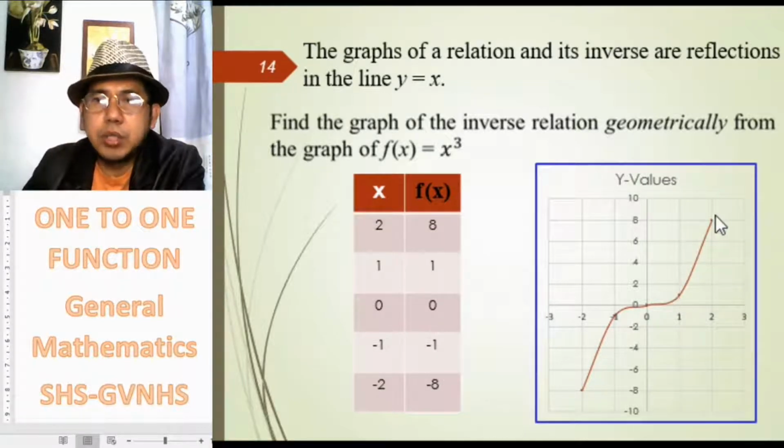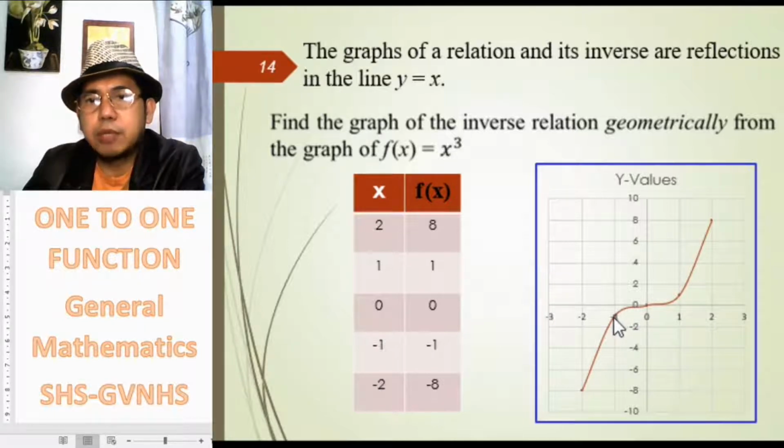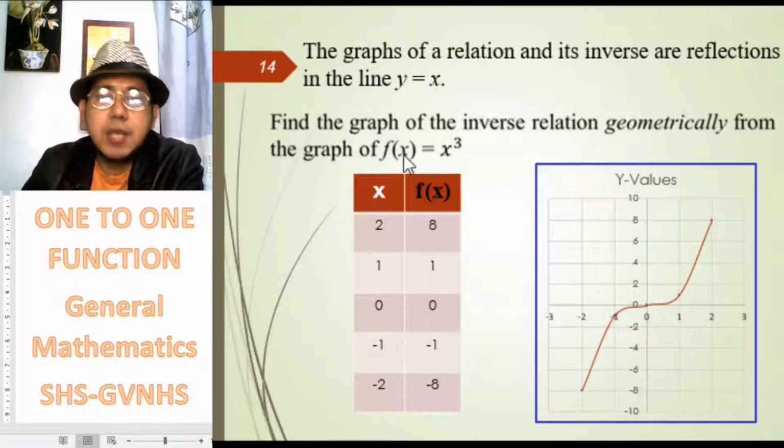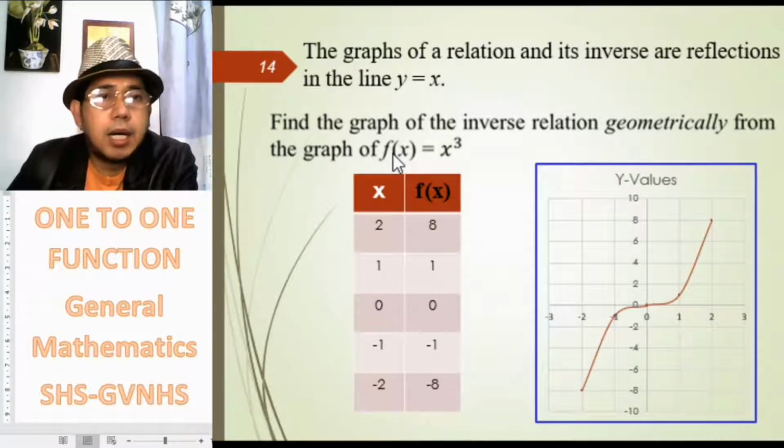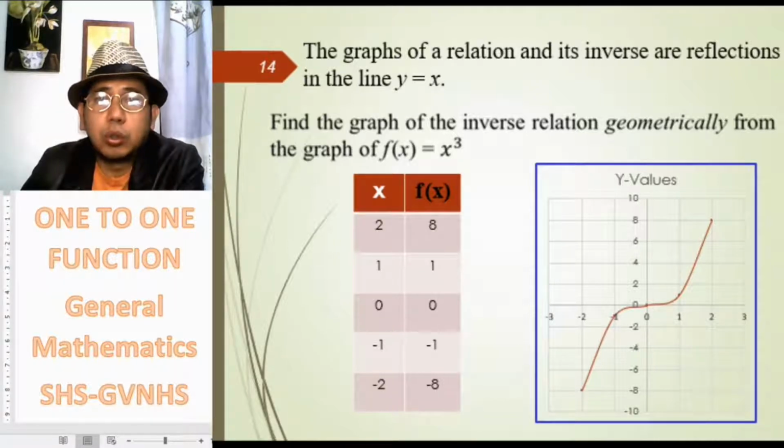Now you will notice that this graph passes through the point of origin, which is 0 and 0, and it will pass through negative 1, negative 1, and negative 2, negative 8. So this is the graph of my cubic function. Now, to get the reflection of this original function, of course, we have to compute, or we have to look for the inverse of this cubic function x raised to 3.